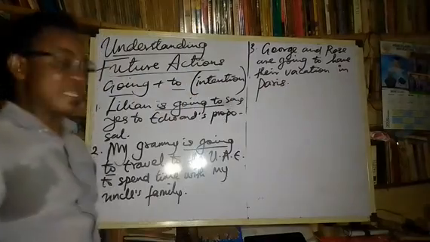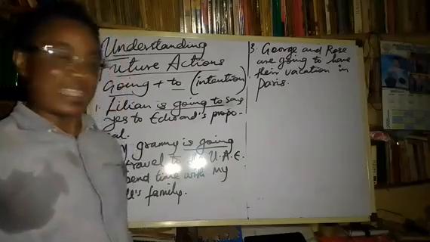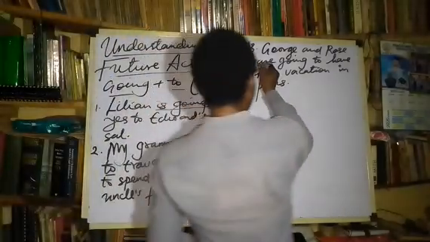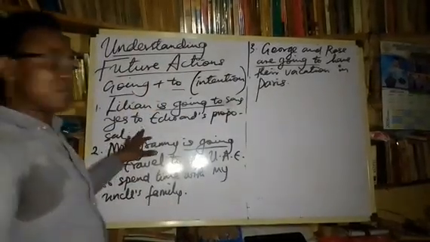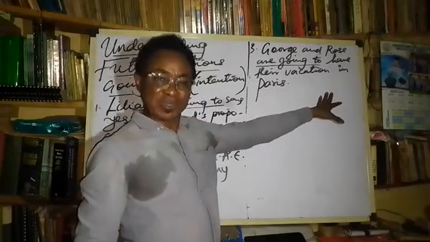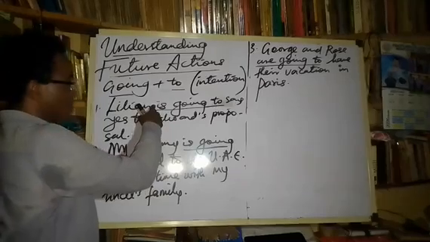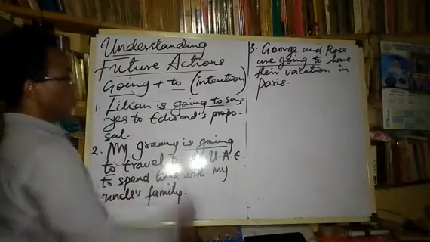Sentence 3 says, George and Rose are going to have their vacation in Paris. Are going to. So, with the change of the subject from Lillian and my granny, which are singular, to George and Rose, which is plural, the verb also changes from is to are. That is, the auxiliary verb also changes from is to are.